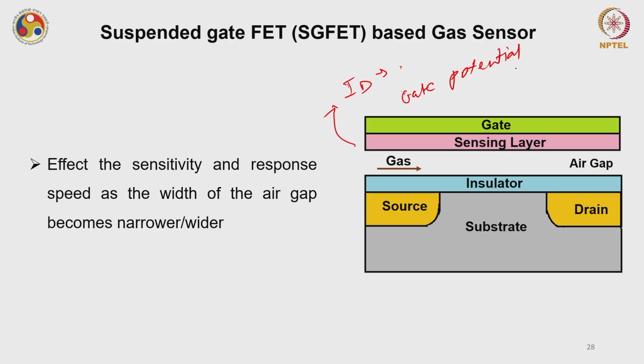The sensitivity and response speed of this kind of structure is very much dependent on this air gap. So it will have a different sensitivity, response time and recovery time if the air gap is x, and it will have different values when the distance increases or decreases by a distance delta x.